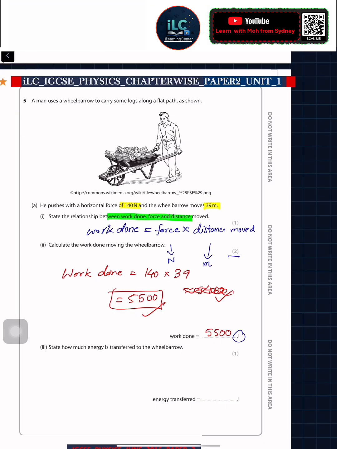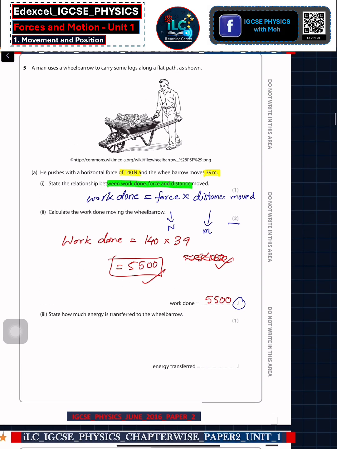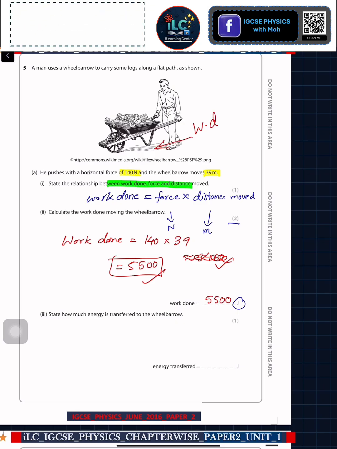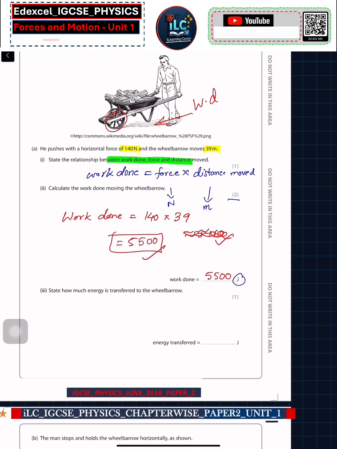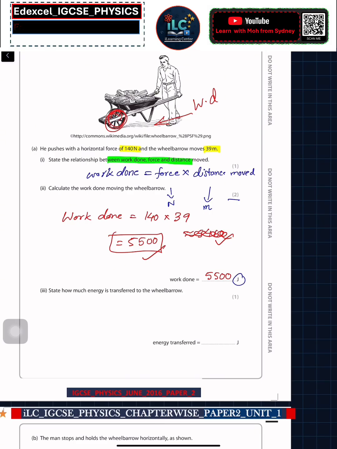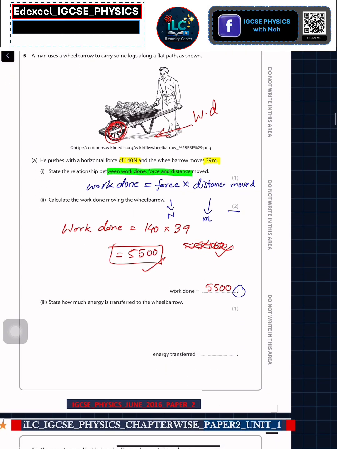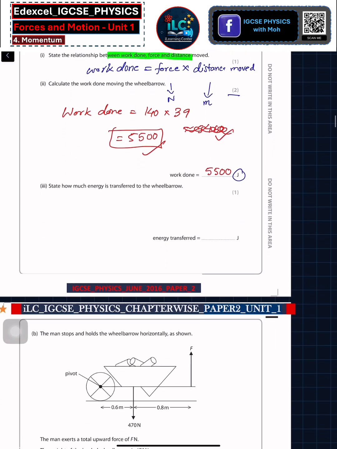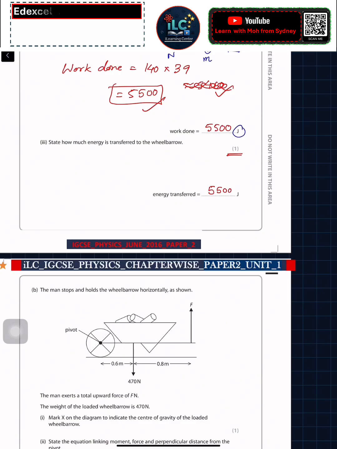Now the next question says, state how much energy is transferred to the wheelbarrow. Definitely all the work done that you're doing is basically going to this energy here. Because you're doing work, this energy is being shifted to the wheelbarrow. Another important piece of information that might be helpful is the conservation of energy: energy can neither be destroyed nor created. So of course all the energy that you have applied will be going somewhere. Because it's also 1 mark, you don't need to do any calculation. You just need to understand the concept and write it down.